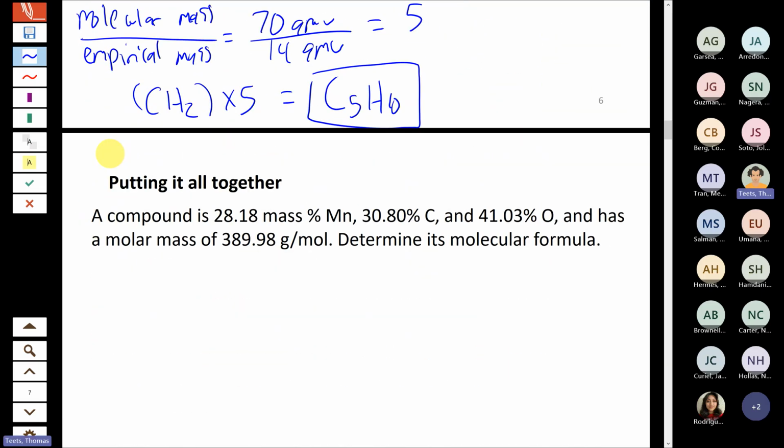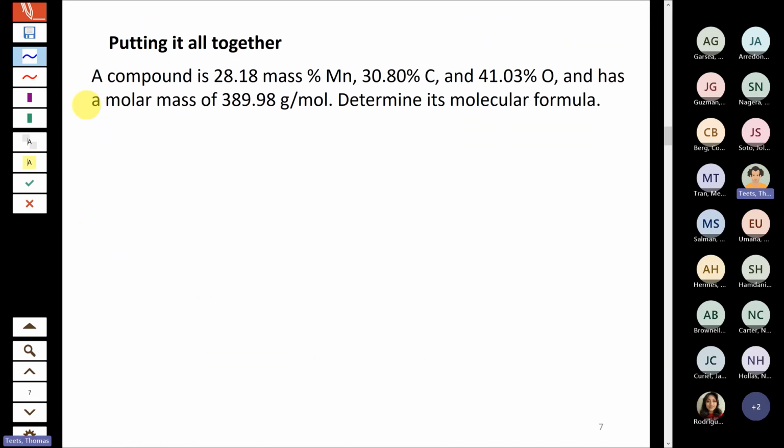So we have a compound given here that is 28.18% manganese by mass, 30.80% carbon, and 41.03% oxygen. Those are all mass percentages, and they add up to 100. They should, yep. And the molar mass is 389.98. So what is the molecular formula?